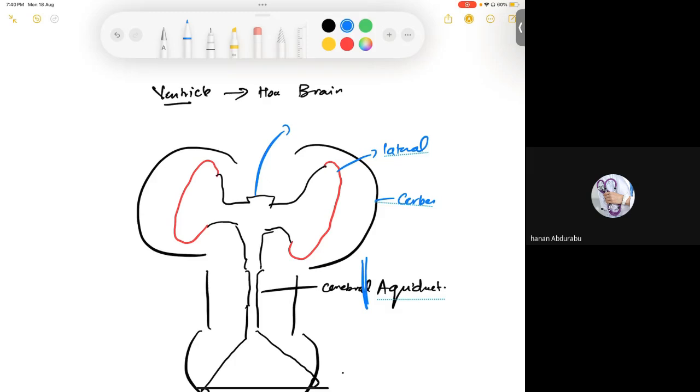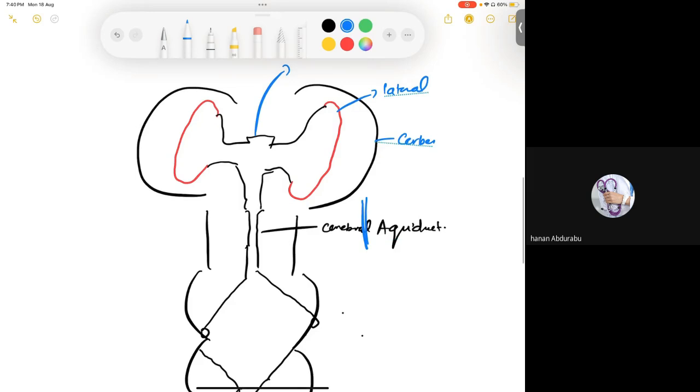What is the function of ventricles? They make your CSF, right? So in the cerebrum, we have the lateral ventricle. We have two cerebral hemispheres, and each hemisphere has one lateral ventricle.